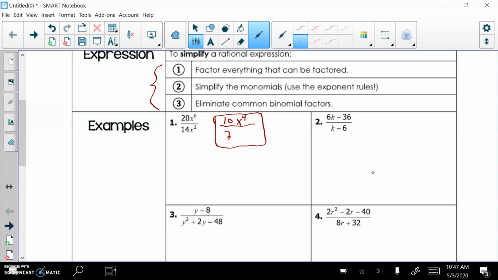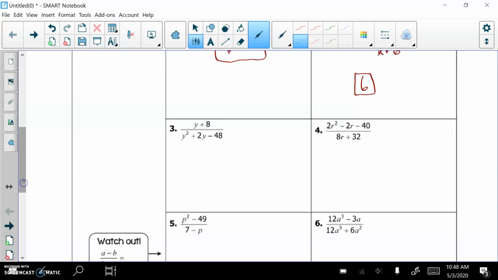Second example is a binomial or polynomial, and so we have to always factor. Factoring the top, we want to take out our 6, call it k minus 6 over k minus 6. Those cancel, and the answer is actually just the whole number 6. I told you guys at the beginning of the year we'd be factoring all year long.